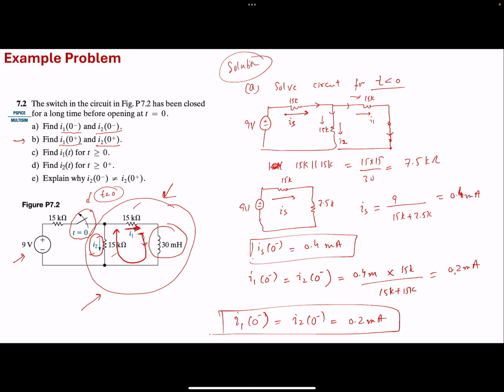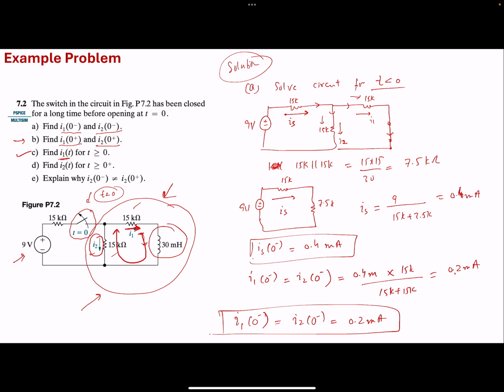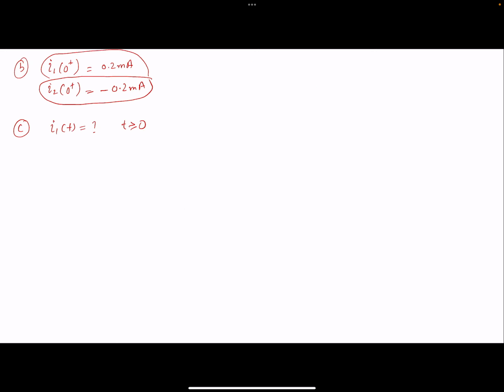Let's do the C part. We have to find the value of I1 of t for t greater than or equal to 0. I1 of t is essentially the current that is flowing through the inductor. So we know that the current through an inductor is I naught e raised to power minus t over tau. So in order to find this, let's very quickly find the value of tau first. So tau equals L over R.